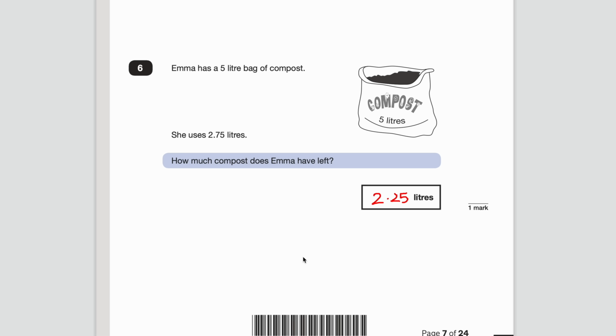So 5 subtract 2.75, she's left with 2.25. Always remember, if you want to check, you can do the inverse. So 2.25 plus 2.75 equals 5. So you know the answer is right.